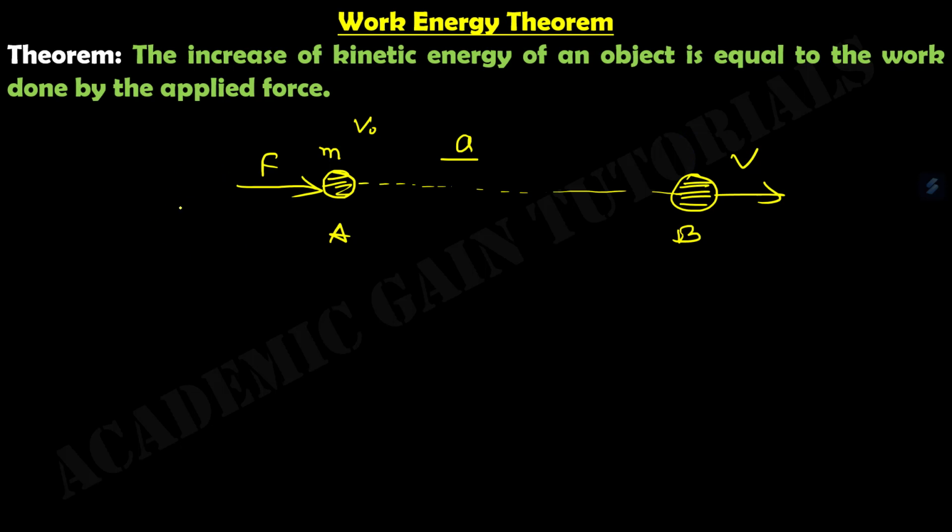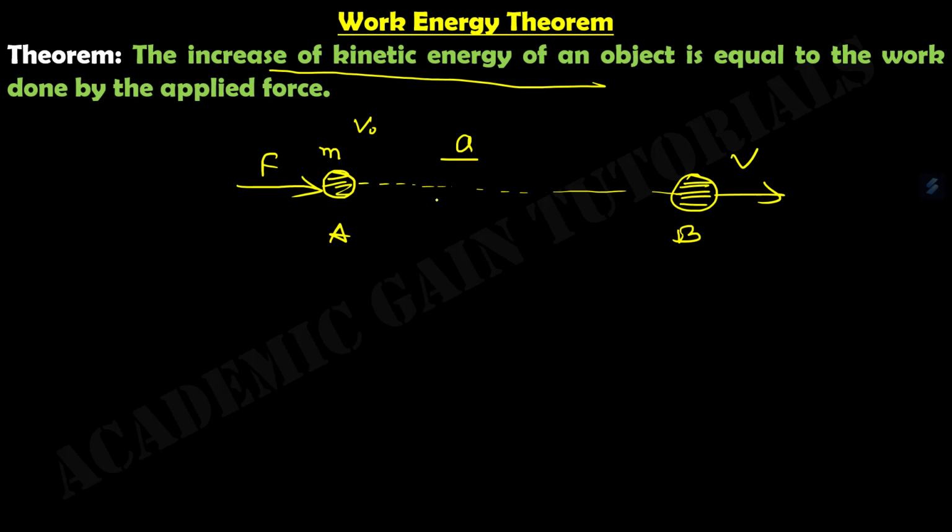We have to prove this theorem. So this theorem says that the increase of kinetic energy of an object is equal to the work done by the applied force. So how can we find out the increase of kinetic energy? If we have to find out the increase of kinetic energy, we have to subtract initial kinetic energy from final kinetic energy. Then we will find out the increase of kinetic energy, and this increase of kinetic energy is equal to the work done by the applied force.